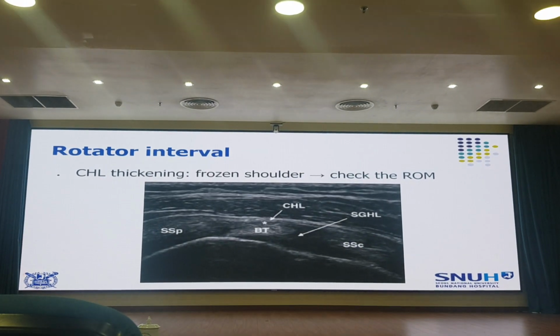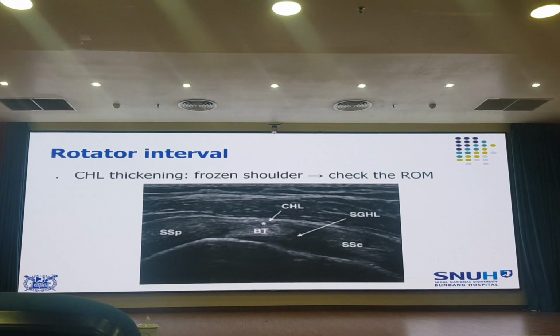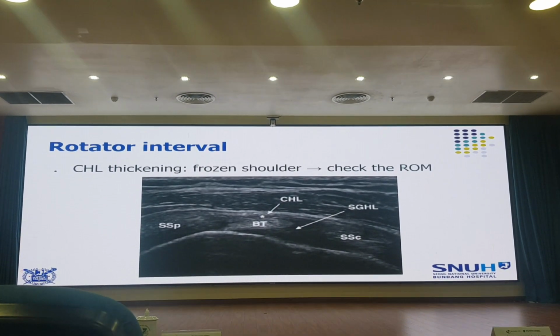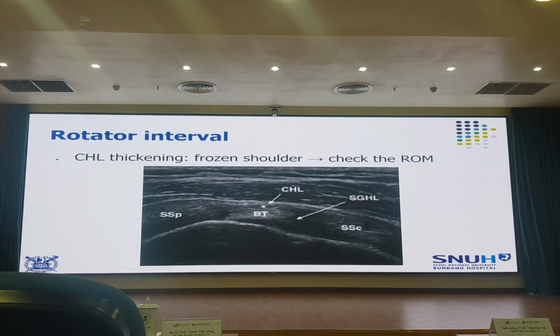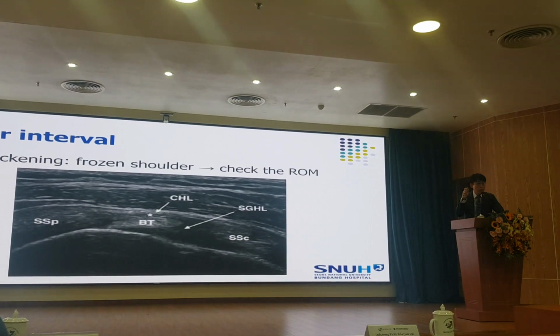In ultrasound, the coracohumeral ligament is usually a very thin fibrous ligament, so it is not usually definitely seen. But in case of frozen shoulder, the coracohumeral ligament is thickened. In that case, you have to check the ROM to diagnose the frozen shoulder.